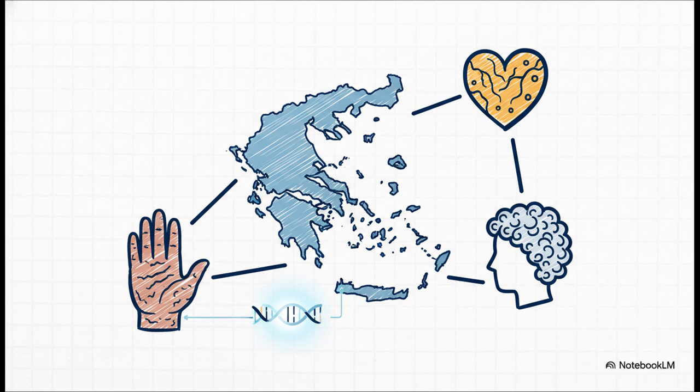And these patients present with a classic triad. 1, they have ARVC. 2, they have this very characteristic woolly hair. And 3, they have thickened skin on their palms and soles, which we call palmoplantar keratoderma.